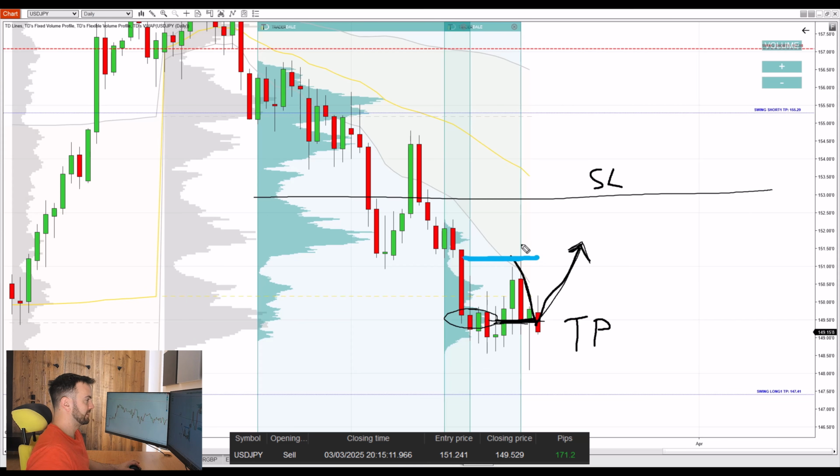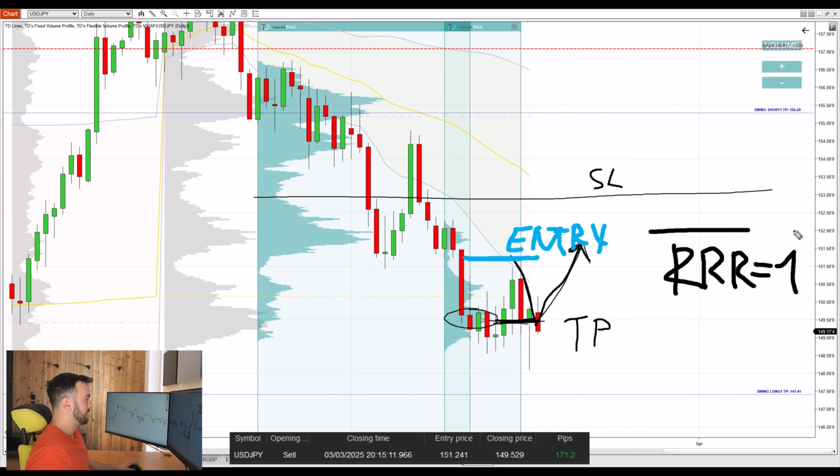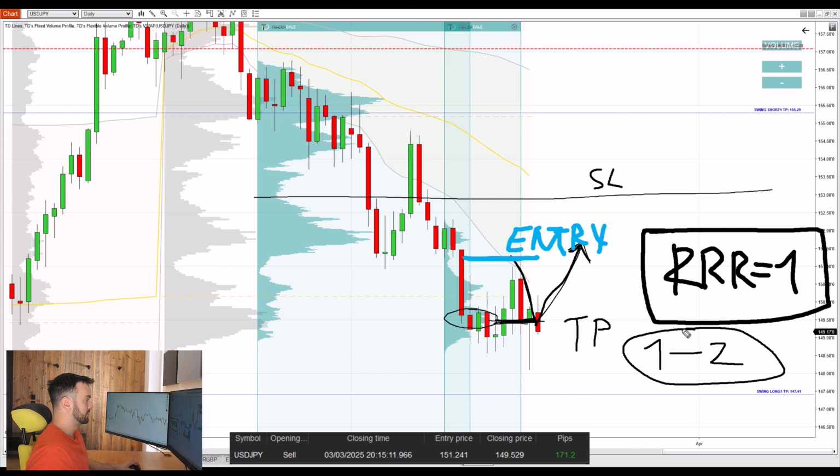And this was the trade entry. So as you can see, this was a trade with a risk reward ratio of 1. I'm quite fine with that. With my trading, I aim to have a risk reward ratio in the range of 1 to 2. So that's about that. That's about the swing trade on the US dollar Japanese yen.